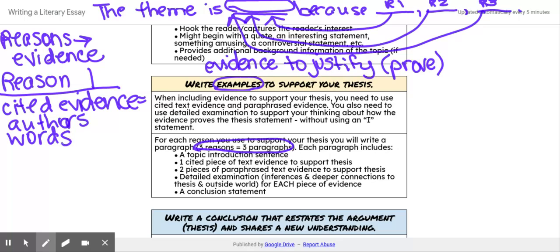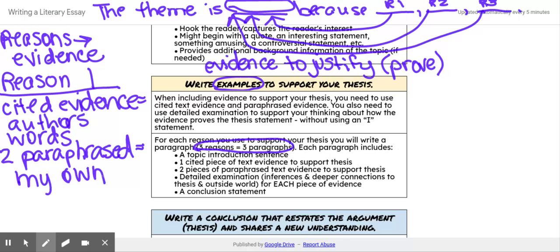Once I have identified the cited piece of text evidence that I want to use, I want to identify 2 pieces of evidence to paraphrase. When we paraphrase, we take the author's words and turn them into my own words. So now I'm talking about a specific event or topic or something that has happened in the text, but I'm putting it all in my words, not the author's.